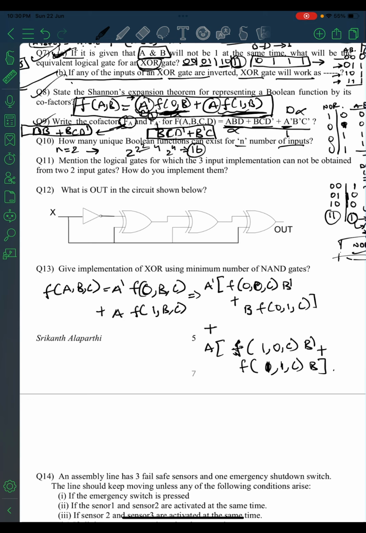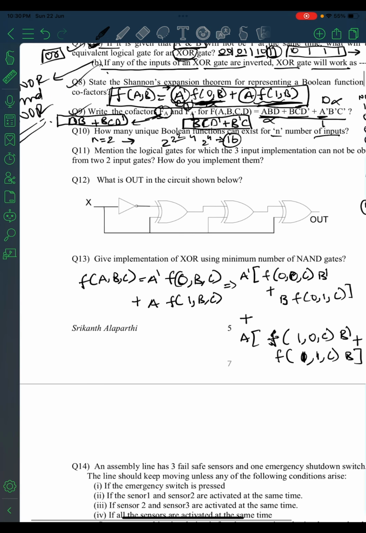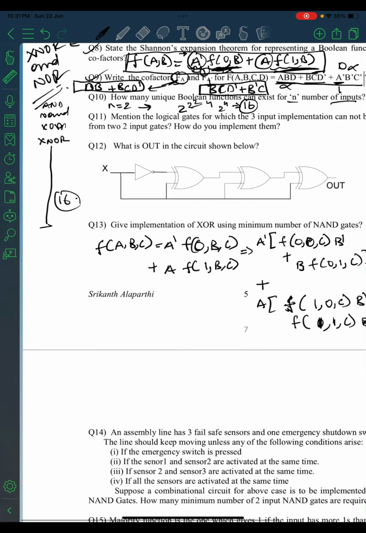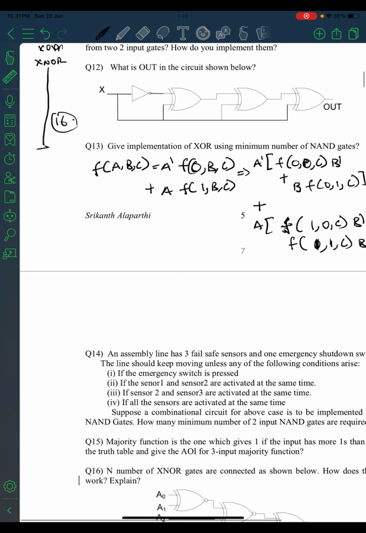If you look into two variables, it can be AND, it can be NAND, it can be XOR, it can be XNOR, and so on. There will be a total of 16 functions, and for these 16 functions there is a particular kind of expansion. There is a mathematical proof for this question also. It's also given in the solution manual.